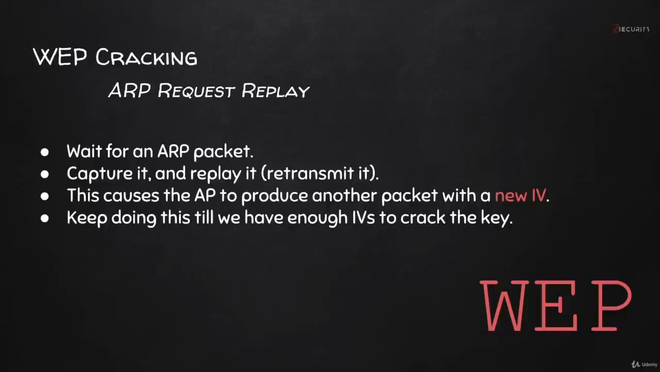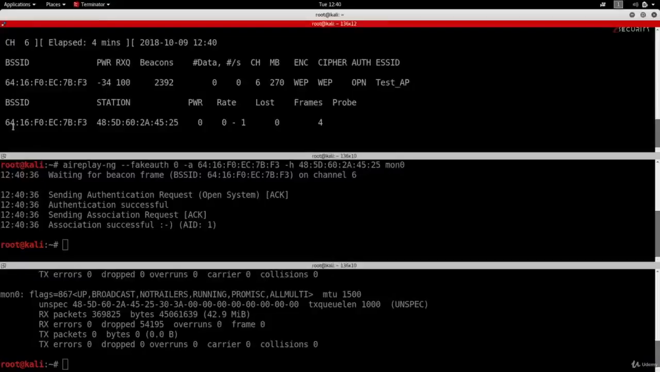Then, once we have enough data, once we have enough IVs, we can run aircrack-ng exactly as we saw before and crack the key. So let me show you how to do this in practice. Now, as you can see, I'm already running airodump-ng against my target network, and I have already associated with it as shown in the previous lecture. So the only thing that's left right now is to run the ARP replay attack in order to inject packets into the traffic and force the router to generate new packets and increase the number of data.